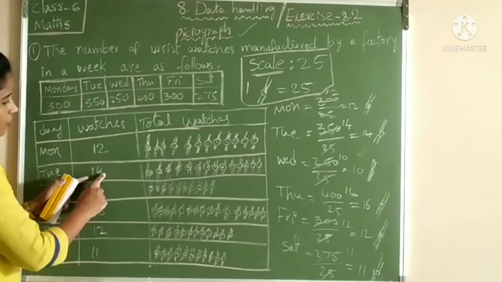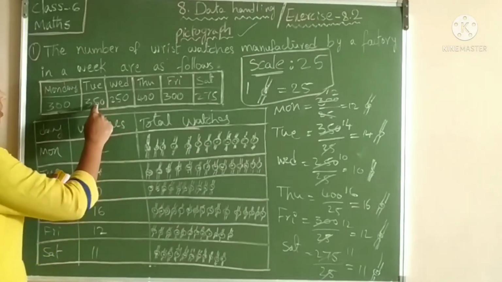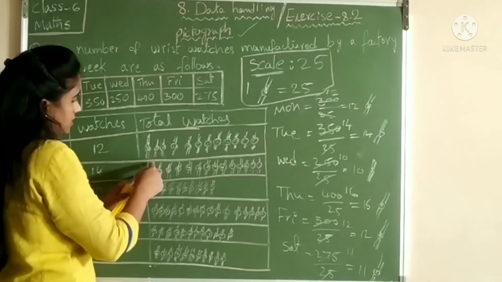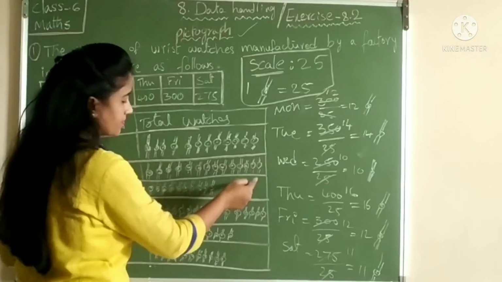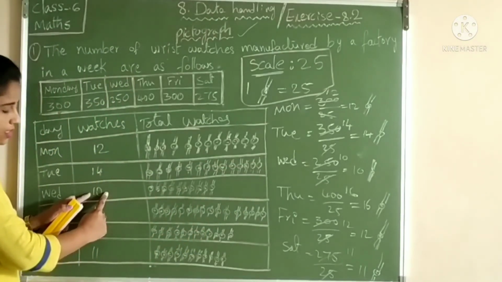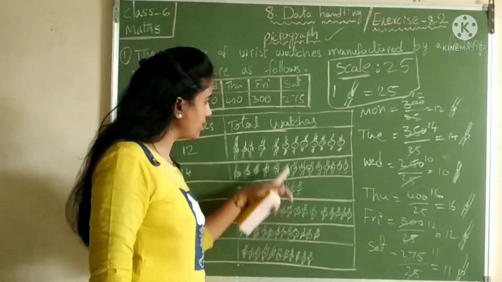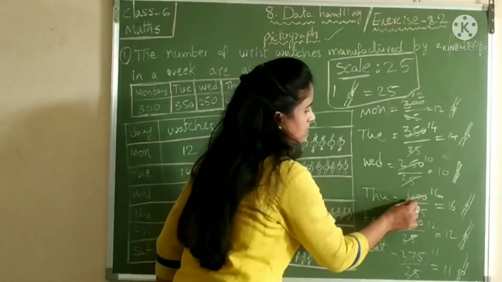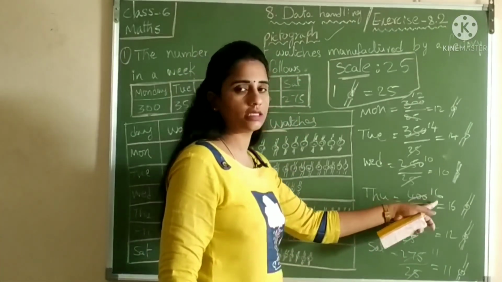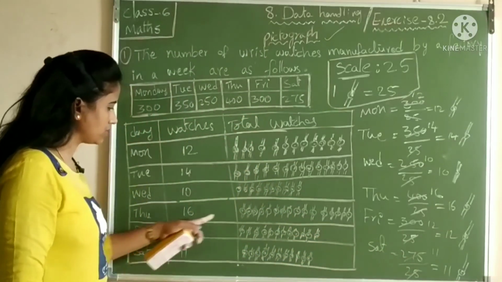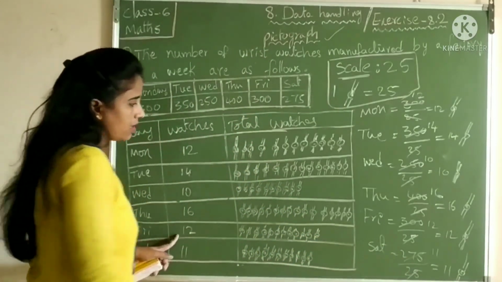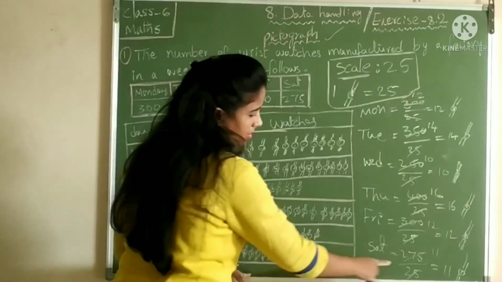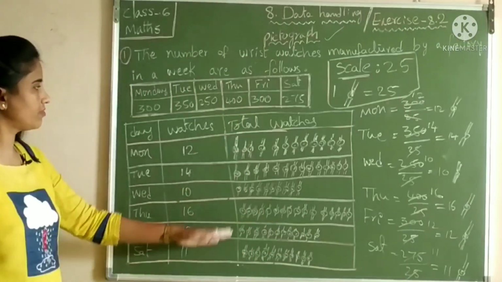And Tuesday, 14 watches represent 350 watches. So draw the 14 watches. And again 10 watches. 16 watches, draw 16 watches. See, 400 divided by 25 is 16. 16 watches. And Friday 12 watches, draw 12 watches. Saturday 11 watches, draw 11 watches. So this is the pictograph of the given data.